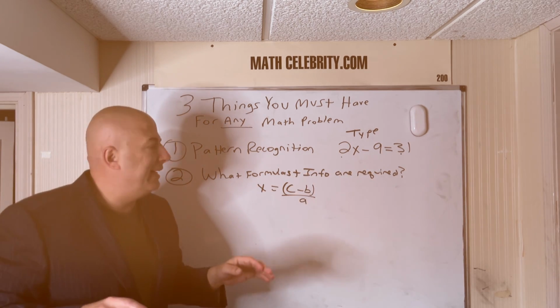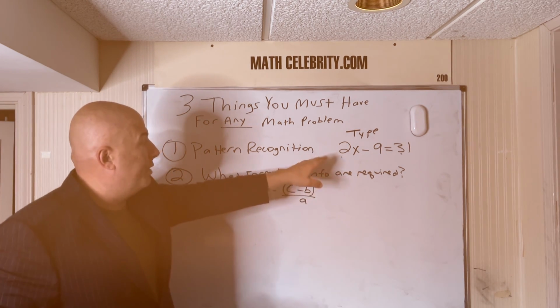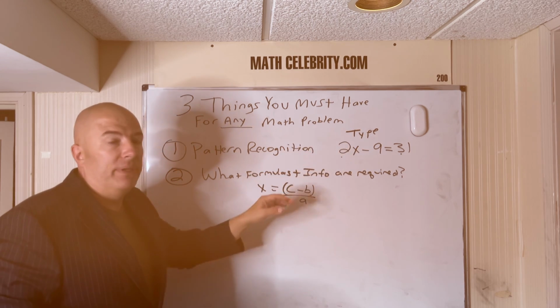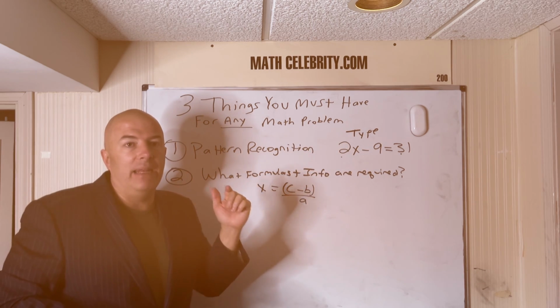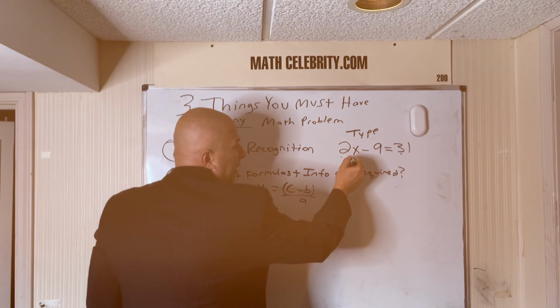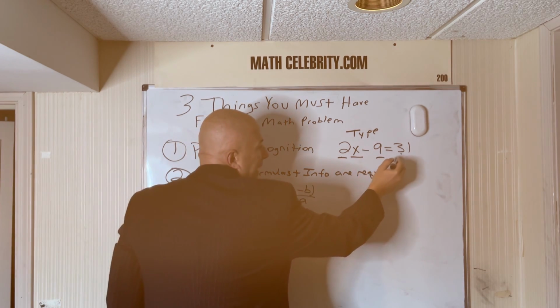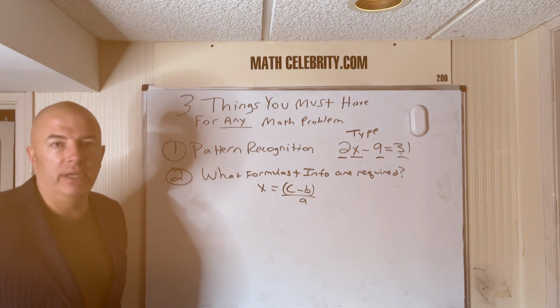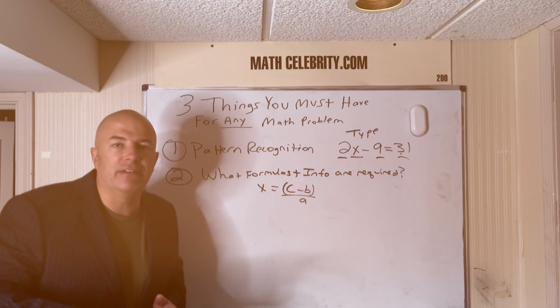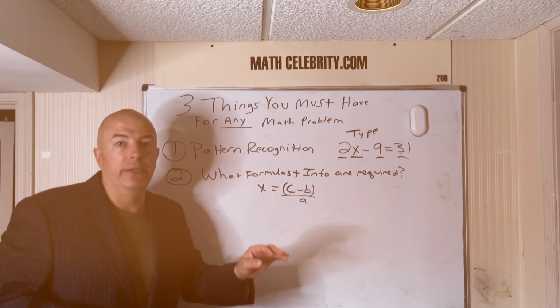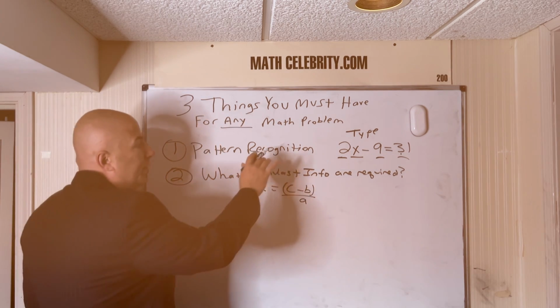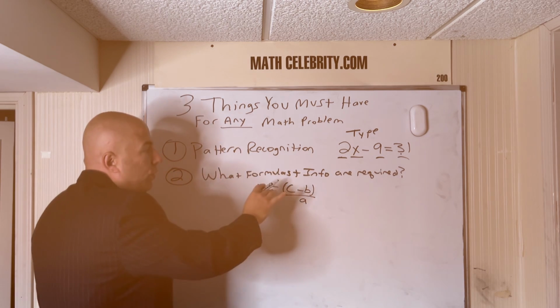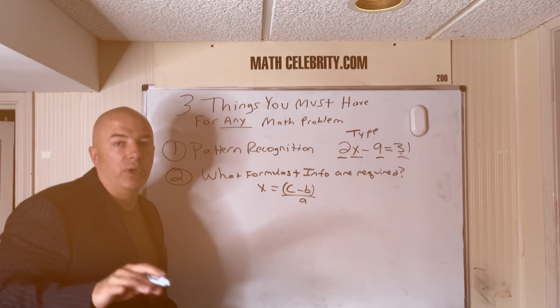But all you really care about for this problem, once you've identified the pattern or the type, is what are the formulas and inputs I need? There's 4. There's a variable, there's a, there's b, and there's c. That's all they care about. Every other piece of extraneous information gets flushed down the toilet. That's step 2.